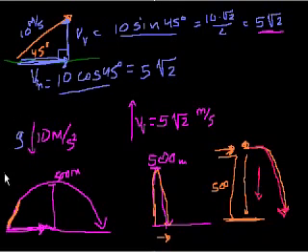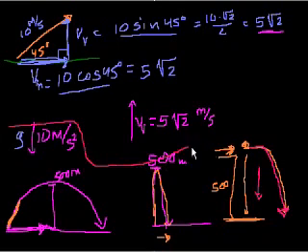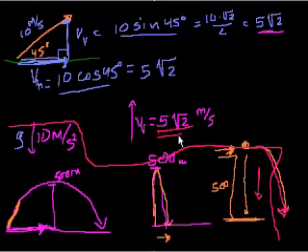So let me put this a little bit on the side. I took too much space. So my vertical velocity is going to be 5 square roots of 2 meters per second up, right? And we're going to stay with the convention: positive is up and negative is down, just like in the coordinate axis. So how long is it going to stay in the air? If I threw a ball straight up at 5 square roots of 2 meters per second, how long is it going to stay in the air?